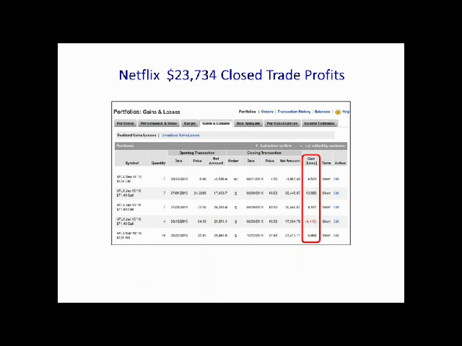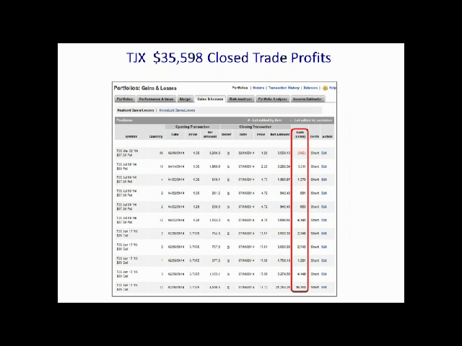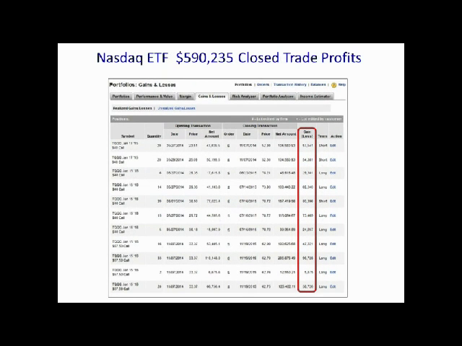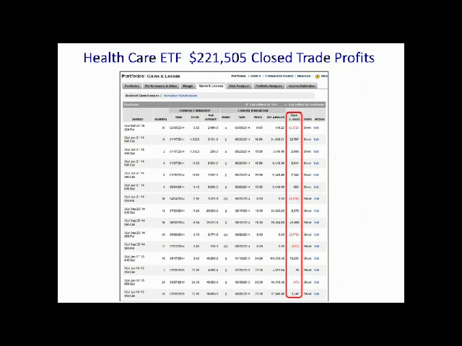Netflix, $23,000. TJX, the retailer, $35,000. And the Nasdaq ETF, the triple Qs, we had $590,000 in closed trade profits. So you can see these strategies have been doing pretty well. The healthcare ETF, we had $221,000 in closed trade profits.